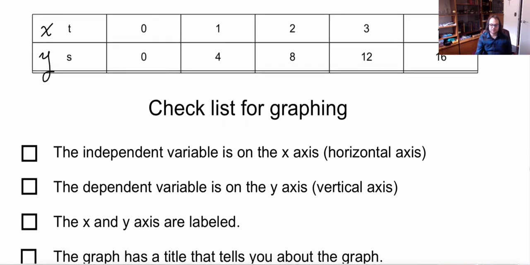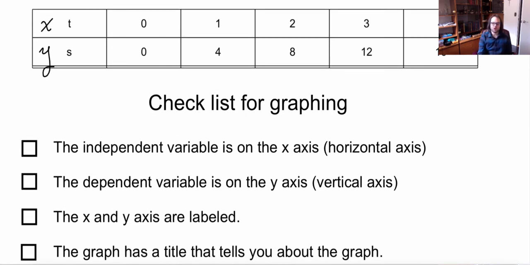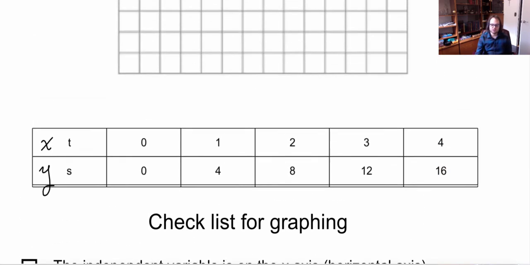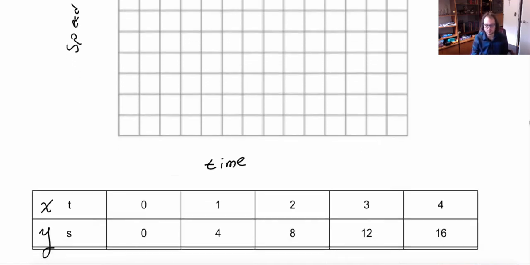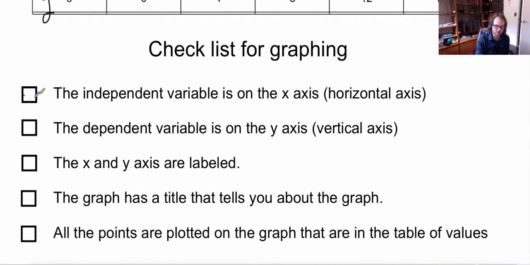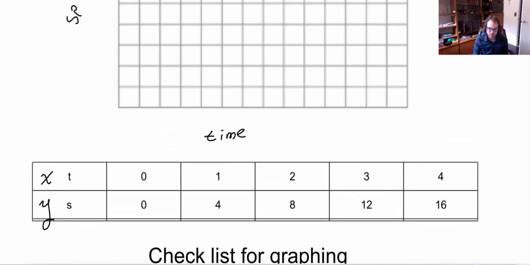Now, one thing we have to always do is we must always label our x and y axis. So let's go back up here. I'm going to label my x-axis as time, and my y-axis, I'm going to label it as speed. So now that those are labeled, now we want to graph it and figure out more. So let's graph and plot our points here.